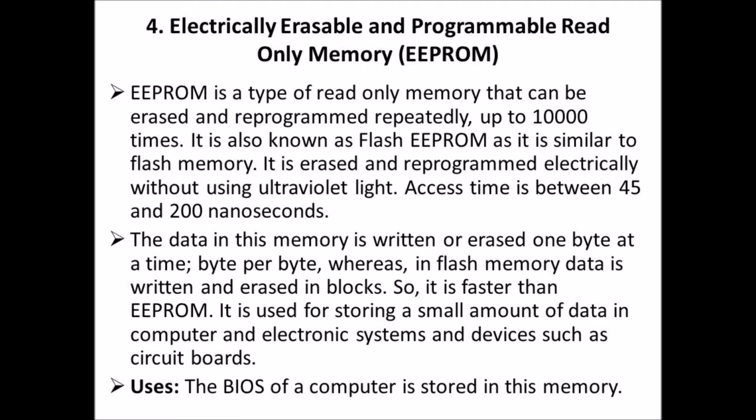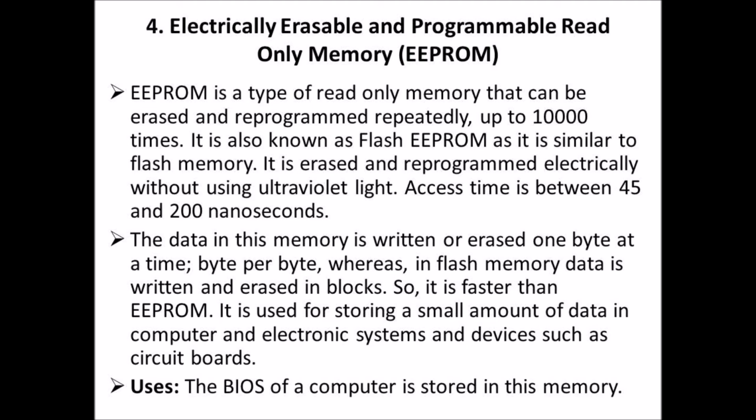Fourth one, electrically erasable and programmable read-only memory, that is EEPROM. EEPROM is a type of read-only memory that can be erased and reprogrammed repeatedly up to 10,000 times. It is also known as flash EEPROM, as it is similar to flash memory. It is erased and reprogrammed electrically without using ultraviolet light. Access time is between 45 and 200 nanoseconds.